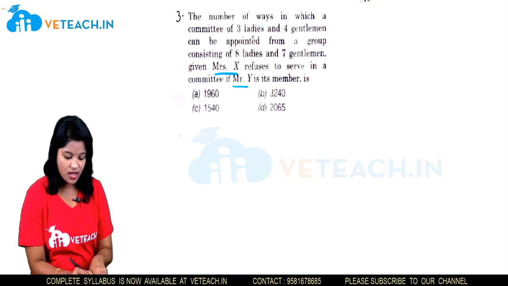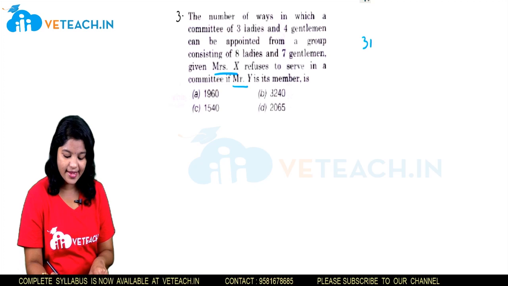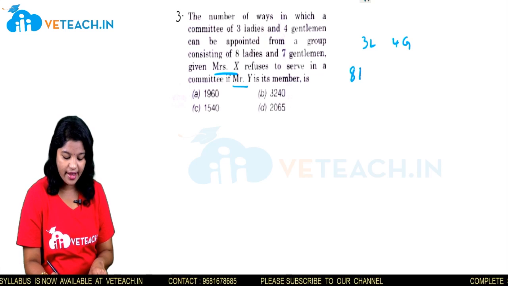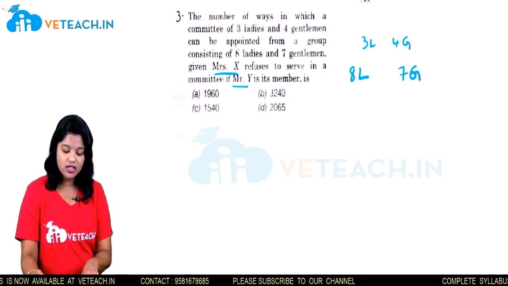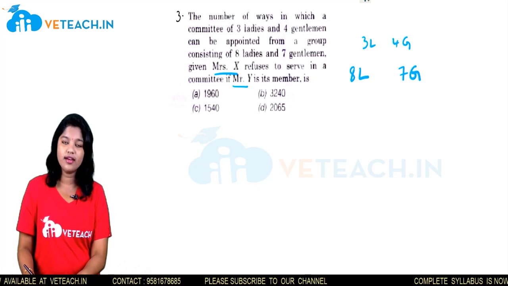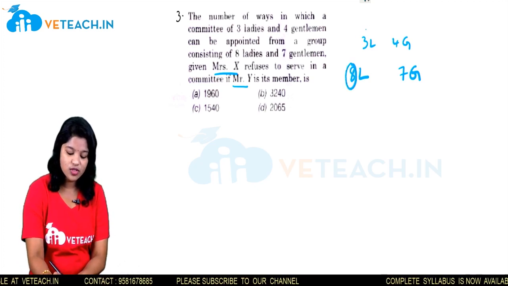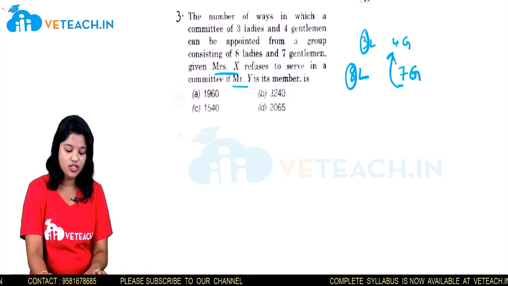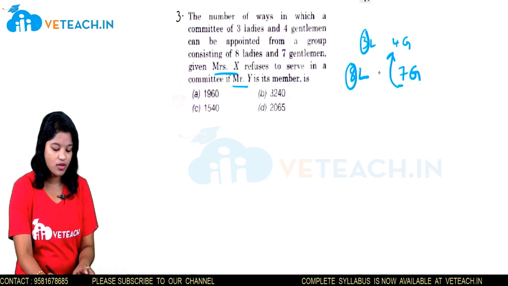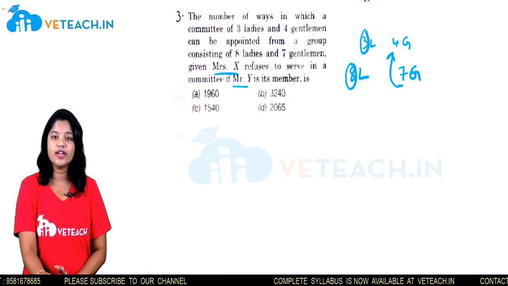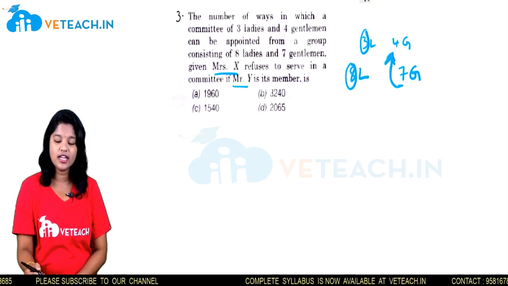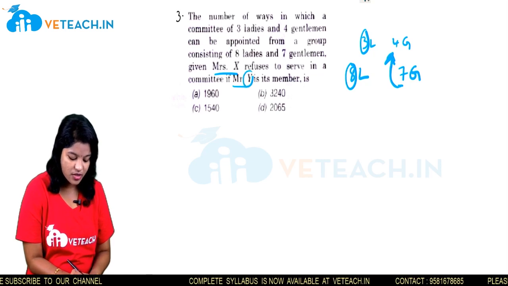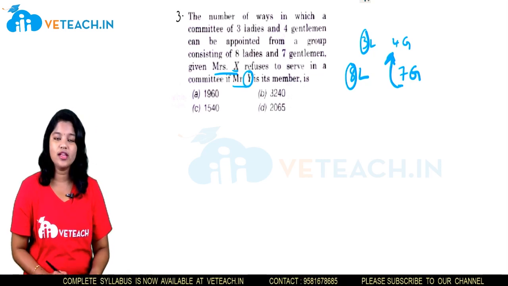Now here the committee should be formed with 3 ladies and 4 gentlemen. So the total number of ladies available here are 8 and 7 gentlemen. Out of these 8 ladies, we should select 3 ladies, and out of these 7 gentlemen, we should select the gentlemen such that the committee will be 3 ladies and 4 gentlemen. Out of these 7 gentlemen, we can select 4 gentlemen. But the given condition is, whenever we are including Mr. Y, Mrs. X should be excluded.